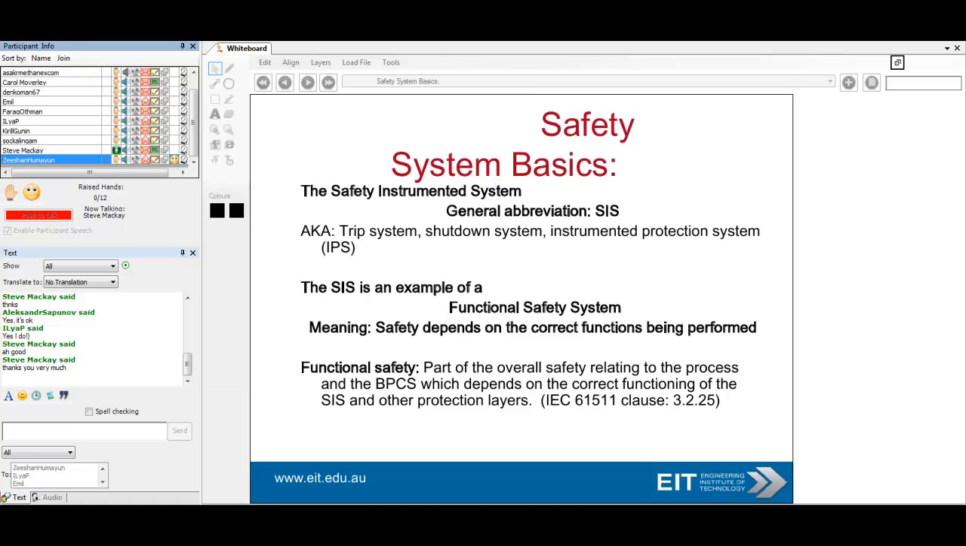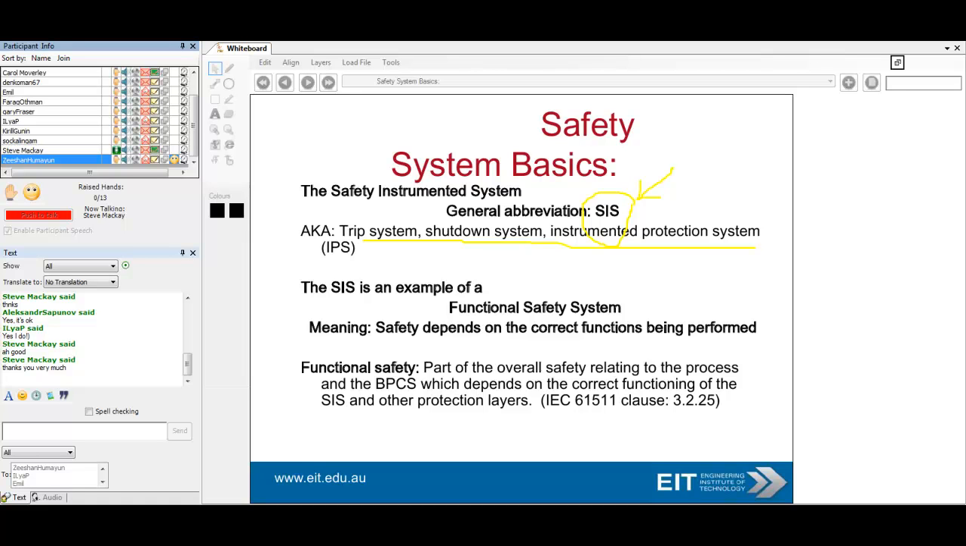So a few terms that we're using here. First of all, safety instrumented system, SIS, and this could be anything such as trip system, shutdown system, instrumented protection system, IPS. So the term I'm going to use in this presentation is SIS, safety instrumented system. Is that clear to everyone? I hope it is. So a safety instrumented system is often what we refer to as a functional safety system. So another term that you will hear used.